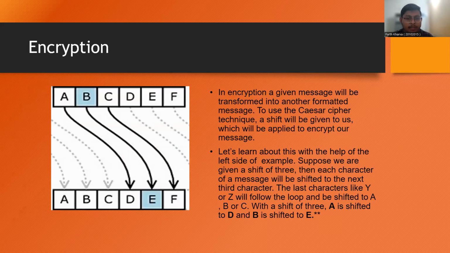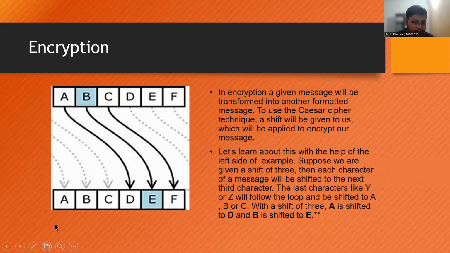This is the encryption. In encryption, a given message is transformed into another format. To use the Caesar cipher technique, a shift will be given to us, which is applied to encrypt our messages. Let's learn about this with the example given on the left side. Suppose we are given a shift of 3.